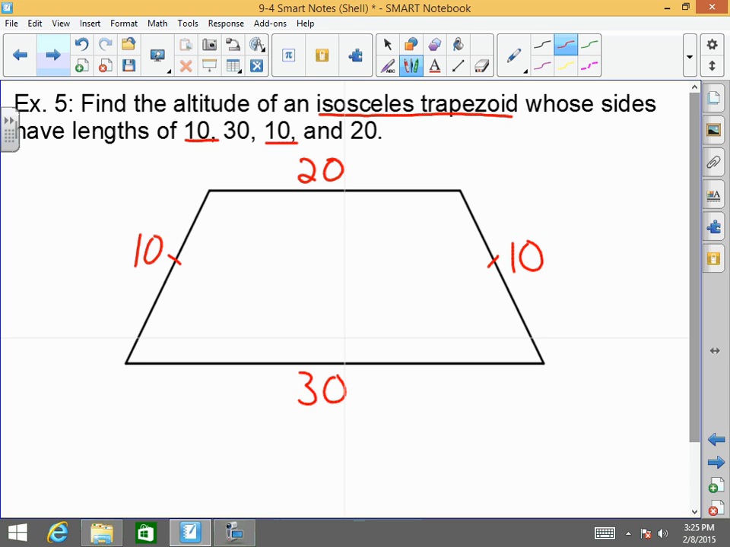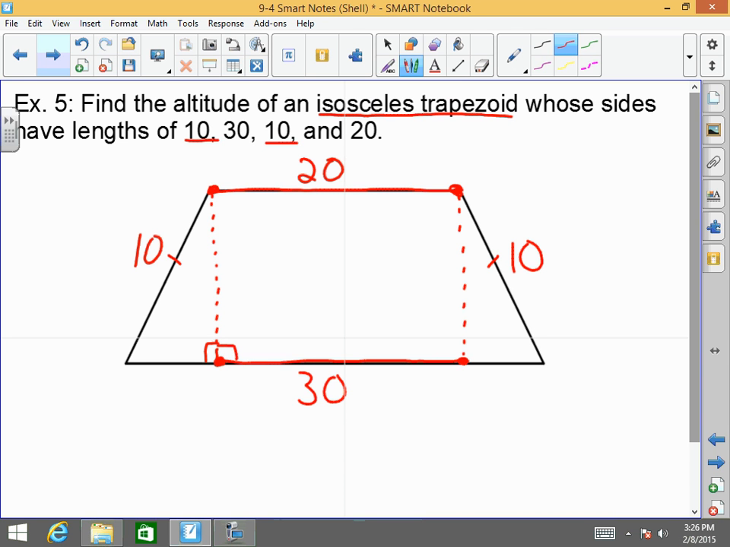So, what happens here now? Well, let's think about this. I want to find the altitude. The altitude is this straight line, right, that forms a 90-degree angle, correct? That's what an altitude is. Well, if I want to find that altitude, I'm going to have to use some logic. If I go ahead and make an altitude from this vertex here and another altitude from this vertex here, okay, from here to here is 20. So that means that from this base to this base is 20.